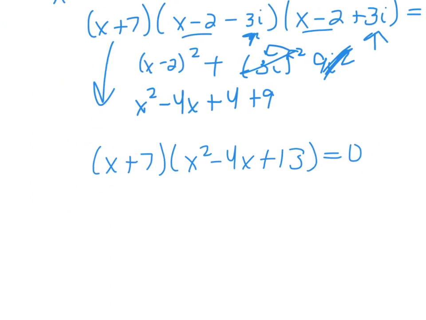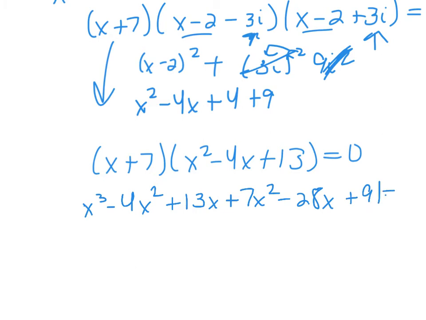And now we multiply. X times x squared is x cubed. X times negative 4 is negative 4x squared. X times 13 is 13x. 7 times x squared is plus 7x squared. 7 times negative 4 is negative 28x. And 7 times 13 is plus 91 equals 0.